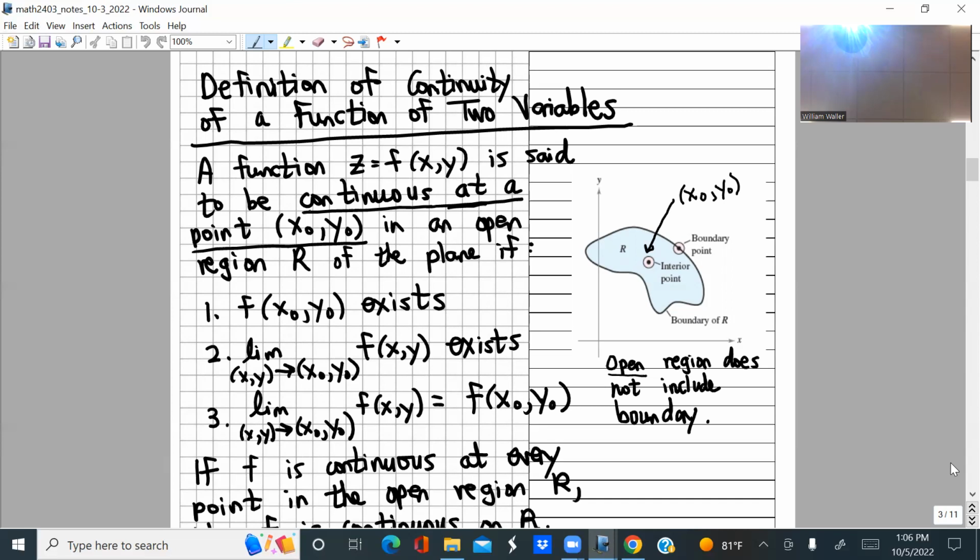I am certain that you have forgotten the formal definition of continuity for functions of one variable. I know you've completely forgotten it, so this will be like relearning it for two variables. But the two variable definition is very similar to the one variable definition. So if you learn the two variable definition, you'll have also mastered the one variable definition as well.